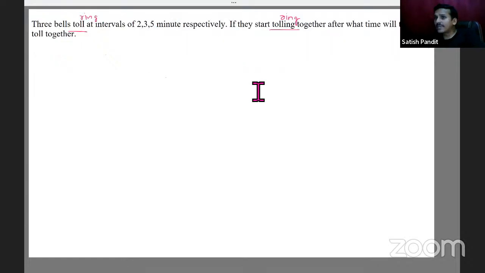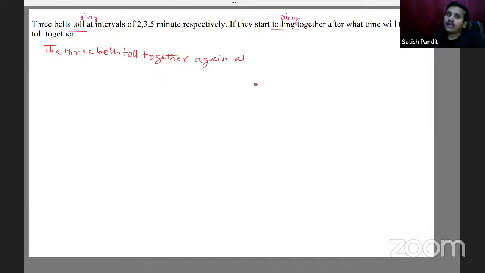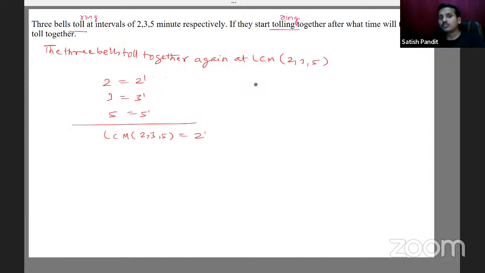Okay, so we'll say the three bells toll together again at LCM of 2, 3, 5. So 2, you can write just 2 to the power 1. 3, you can write 3 to the power 1. 5, you can write 5 to the power 1. So what is the LCM of 2, 3, 5? 2 to the power 1, 3 to the power 1, 5 to the power 1.